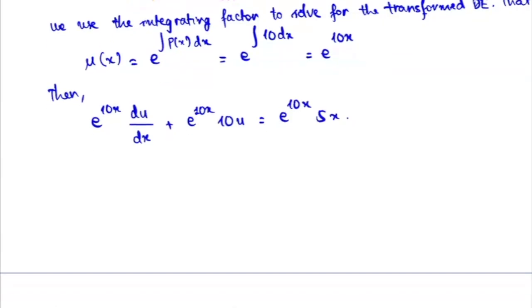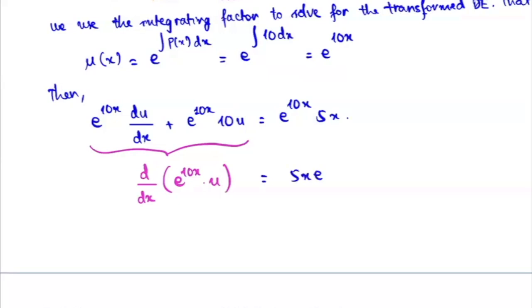Okay, so the left-hand side is always going to be the derivative of the product between the integrating factor and the dependent variable. So in this case, e to the 10x times u. Then this is equal to 5x times e to the 10x. Any question on this step?